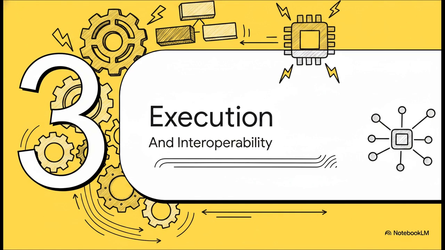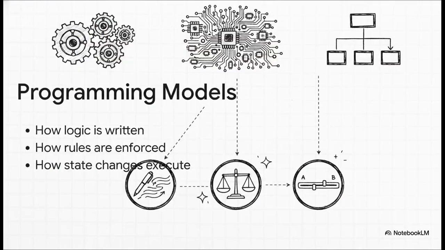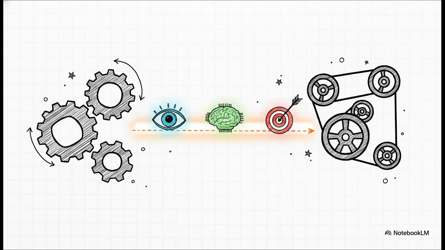Section 3. Execution and interoperability. Now, in distributed systems, language isn't just about structure. It is also about execution. Different ecosystems use entirely different programming models. Ethereum uses Solidity, Solana uses Rust, and Canton uses DAML. These programming models are fundamentally important. Why? Because they define how logic is written, how rules are actively enforced across the network, and how state changes are actually executed. In a previous discussion, we explored interoperability as coordinating state across systems.